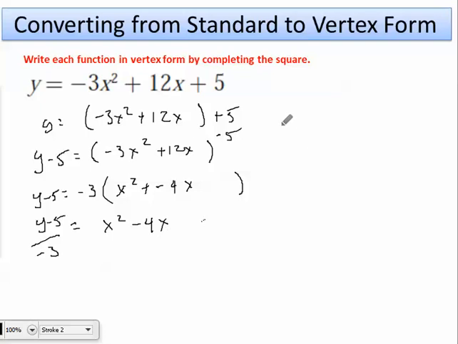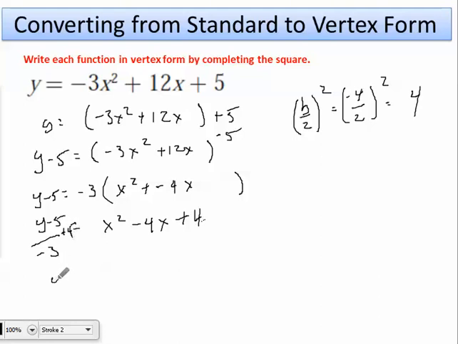So I'm going to say, let's see here, b over 2 squared is what I want to add on. Well, b over 2 is going to be equal to negative 4 over 2, and I'm going to square that. So that's negative 2 squared. That's a positive 4. So I'm going to be adding 4 onto here. If I add 4 there, I've got to add 4 over here.